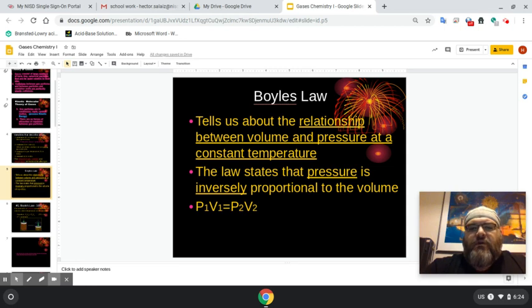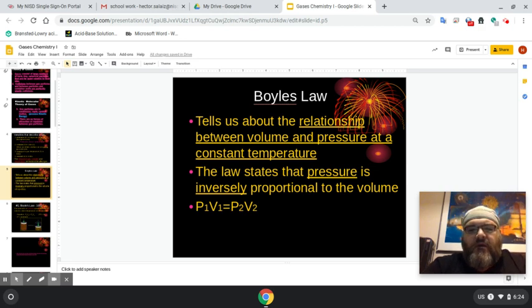All right, the only two things that are going to change are the volume and the pressure. Okay, so the law states that pressure is inversely proportional to the volume. Okay, and so we have this equation down here telling us of Boyle's law, which is P1 V1 equals P2 V2. Okay, and so that's actually P1 times V1 equals P2 times V2.